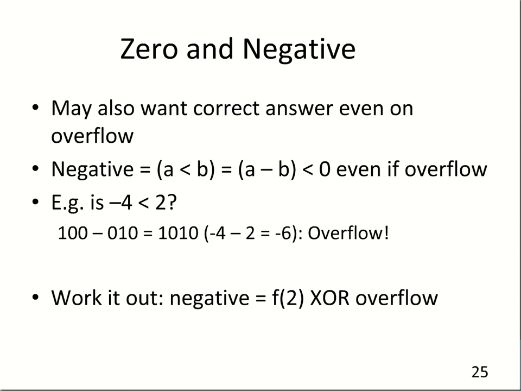Even if the value ends up overflowing, we would really like to get the correct answer for the comparison in this case, because the overflow doesn't really matter. We're not interested in the actual difference between the two. We're only interested in the sign of the difference. So to handle this kind of case, we can simply take the sign bit of the result and XOR it with the overflow condition that we're already computing anyway, and that will then correctly set the negative case even when there's an overflow condition.